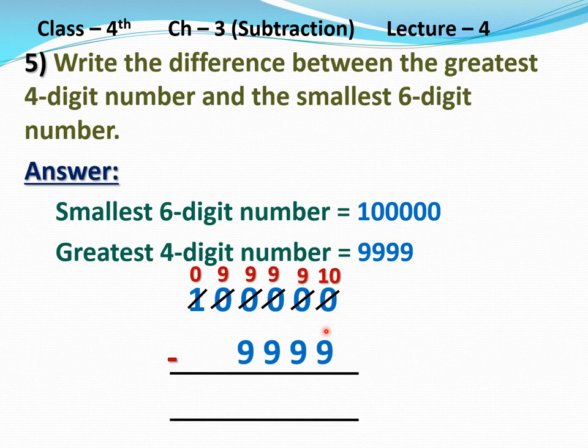Now 10 minus 9, 1. Write 1 here. 9 minus 9, 0. Again 9 minus 9, 0. Again 9 minus 9, 0. Write 9 as it is, 0 as it is. What is the answer? Answer is 90,001. So the difference between the greatest 4-digit number and the smallest 6-digit number is 90,001.